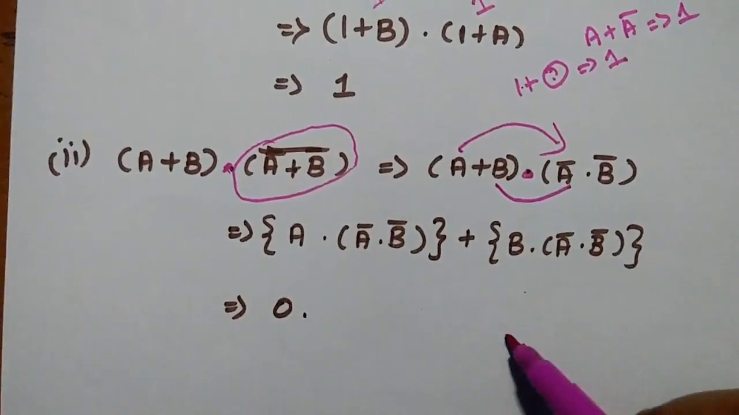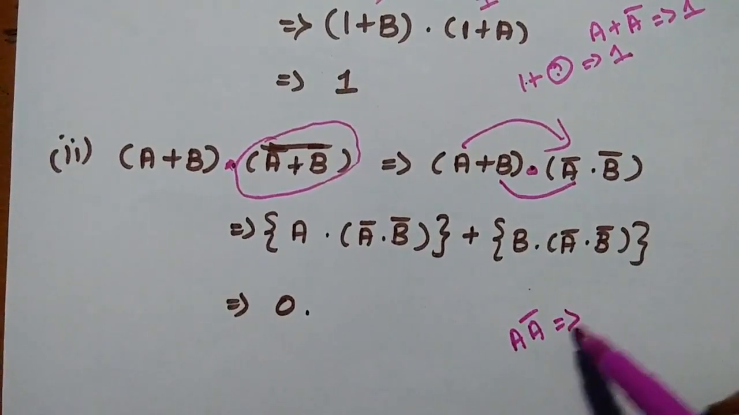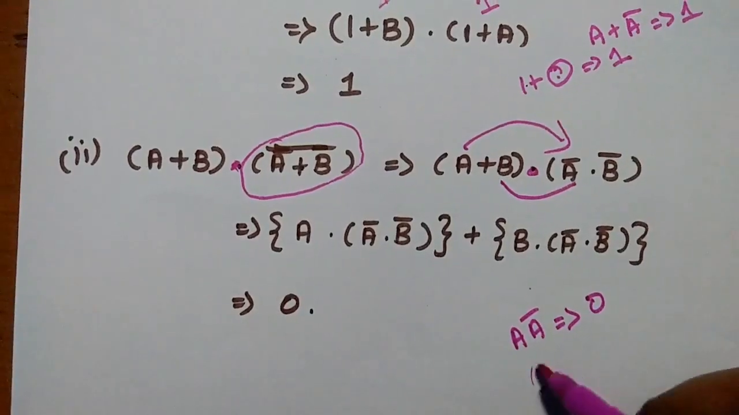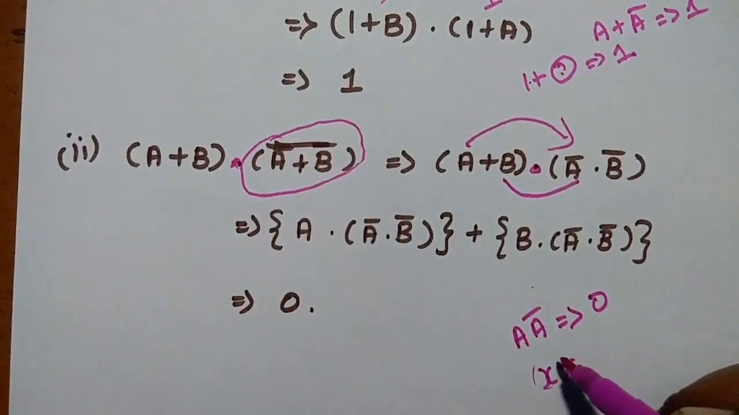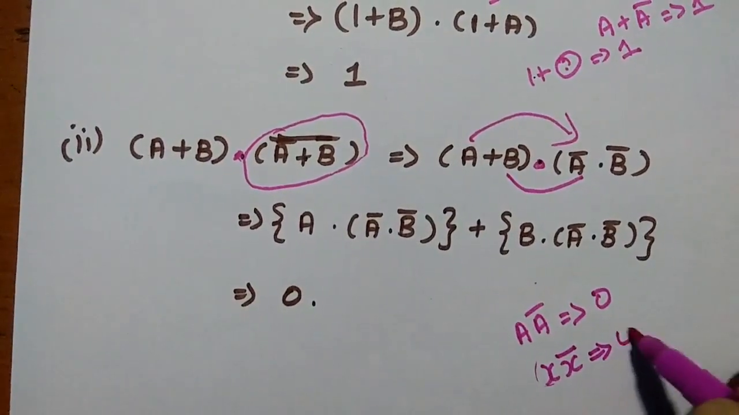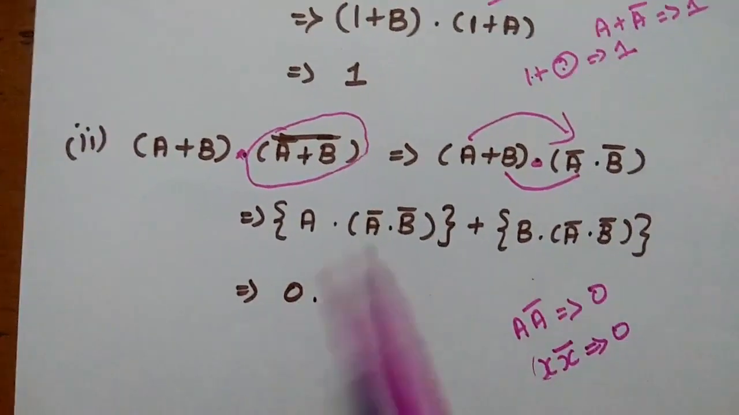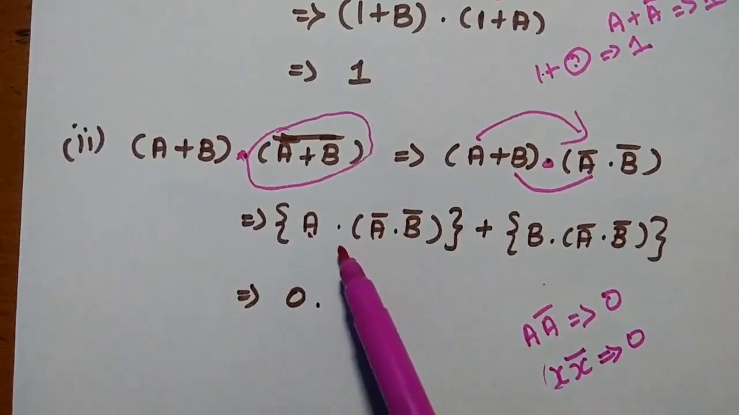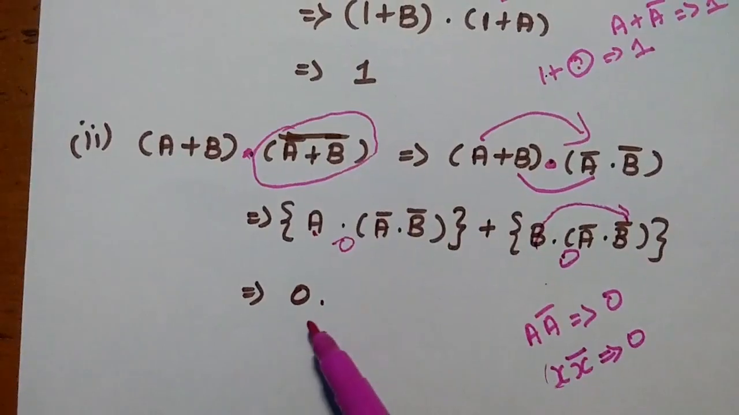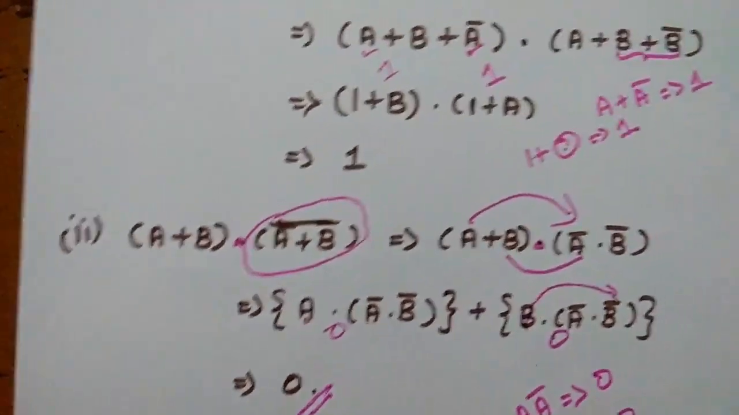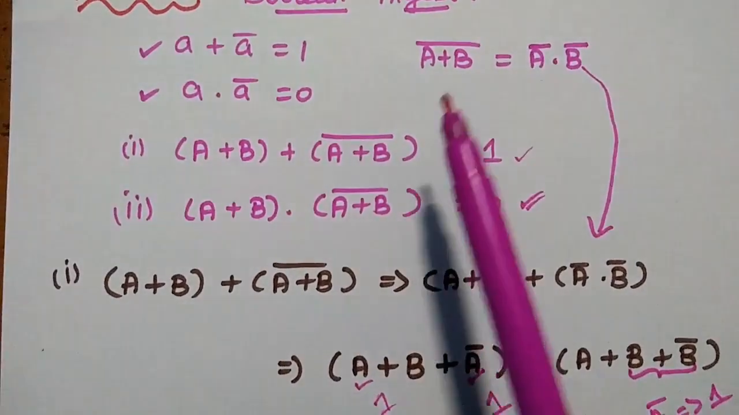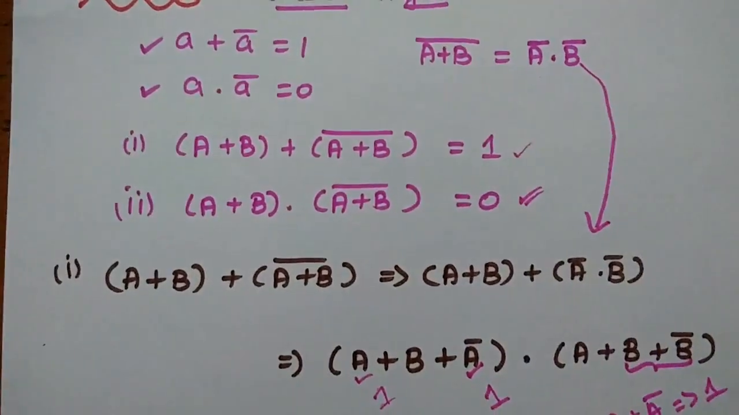So here a into a bar is equal to what? It is always 0. Not only a into a bar, consider any value x: any element multiplied with its own complement produces 0. Correct. So here this a into a bar is 0, b into b bar is equal to 0. So the resultant value is 0. So we have proved DeMorgan's first theorem: a plus b the whole bar is equal to a bar dot b bar.